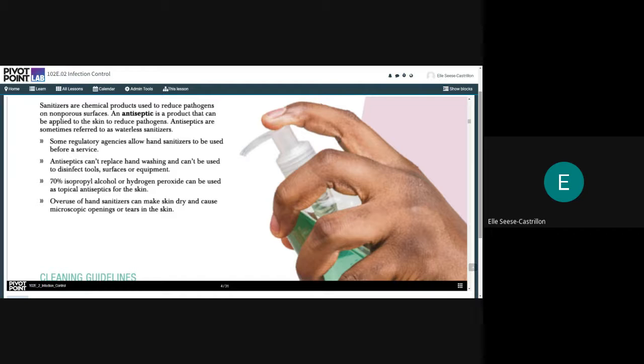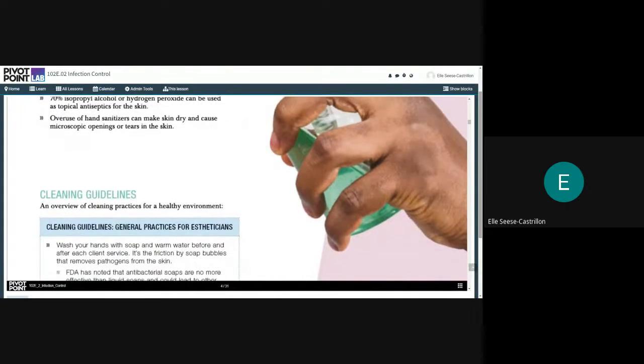70% isopropyl alcohol or hydrogen peroxide can also be used as a topical antiseptic for the skin. And overuse of hand sanitizers can make skin dry and cause microscopic openings or tears in the skin. So hand sanitizers are effective, but they're only effective if you wash your hands first with soap and water and you use the appropriate amount of time during that hand wash.